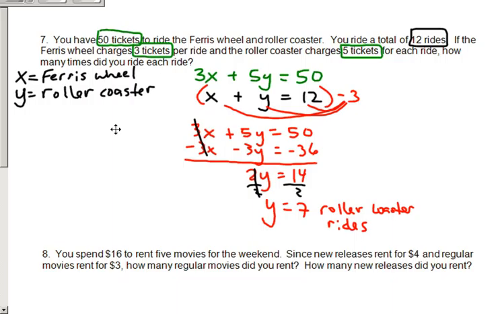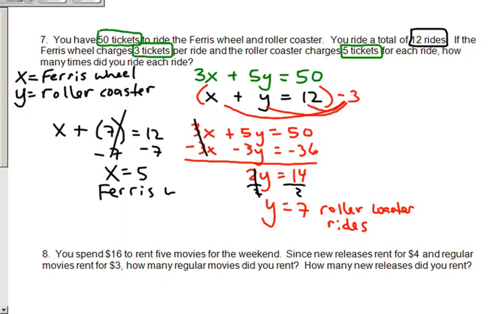Okay, and just like any other problem, I'm now going to take that 7 and plug it into the simpler equation, so I'm going to have x plus 7 equals 12. Subtract 7 from both sides. X equals 5. We let x represent our Ferris wheel, so that means we have 5 Ferris wheel rides, and we have 7 roller coaster rides.